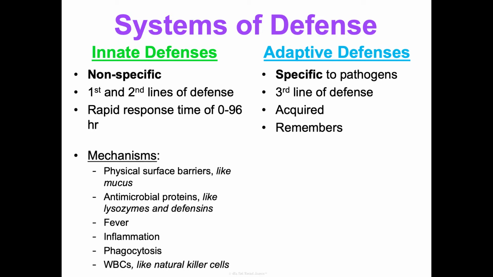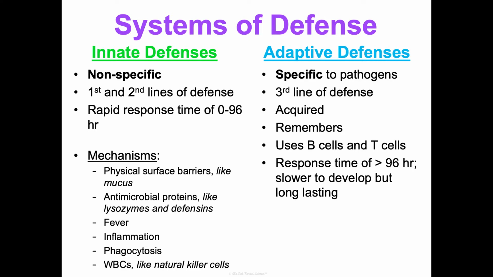But the nice thing is that it remembers. So it's going to use B cells and T cells, which are two types of lymphocytes, in order to attack and then also remember that attack plan in case you get invaded by the same substance again in the future. The response time is usually greater than 96 hours. It takes longer and is slower, but it's a longer-lasting response because, again, it remembers.